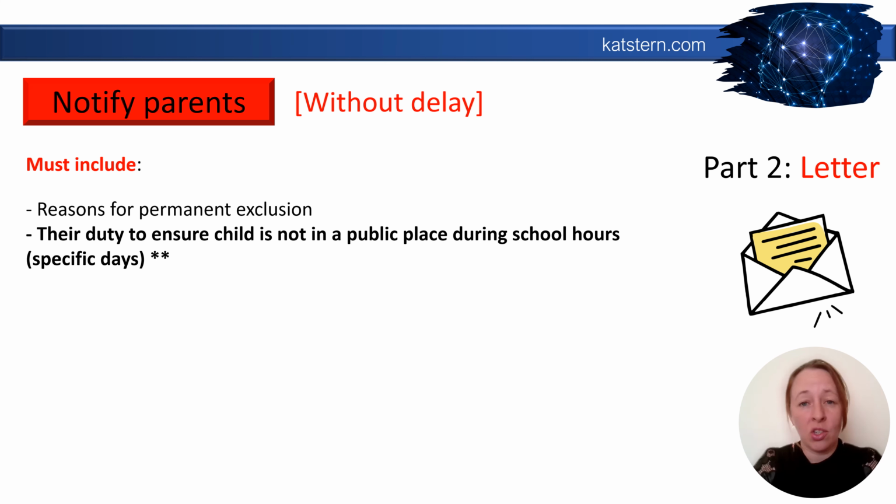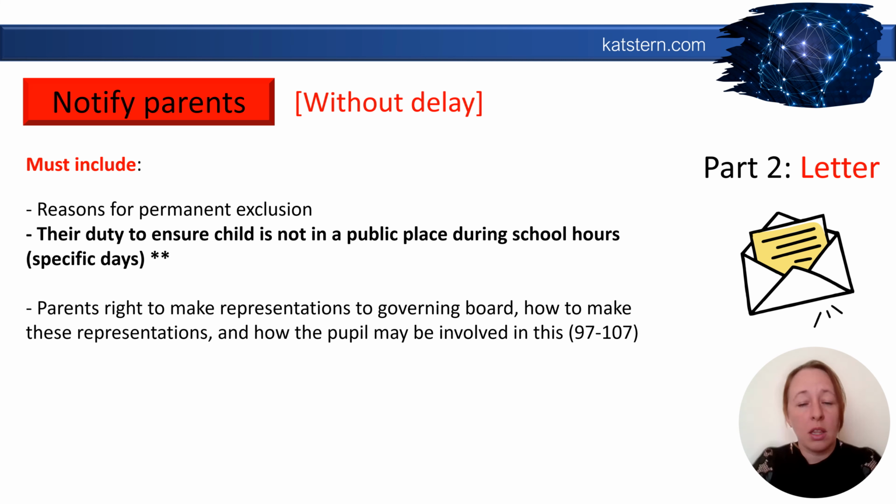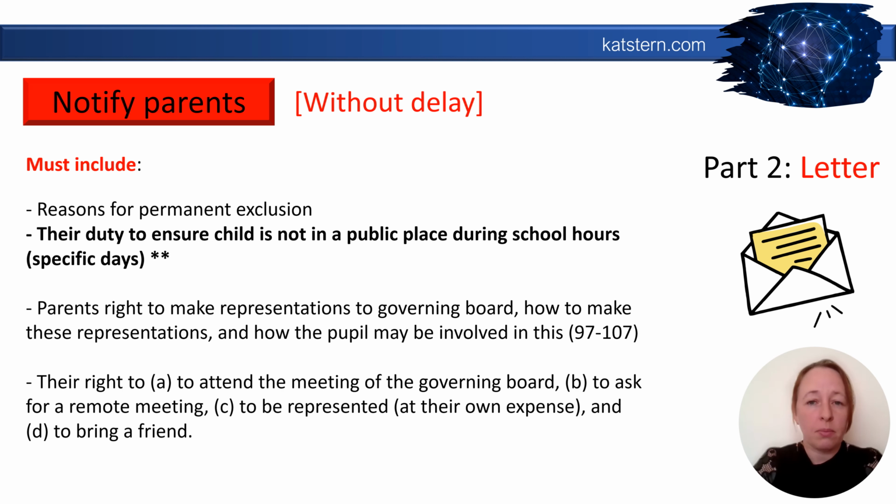In addition to this, the letter must include the parent's right to make representations to the governing board, how to make those representations, and how the pupil may be involved in this. There's information on that in paragraphs 97 to 107 of the original document. The letter must also include the parent's right to attend the meeting of the governing board, to ask for a remote meeting, to be represented at their own expense, and to bring a friend.